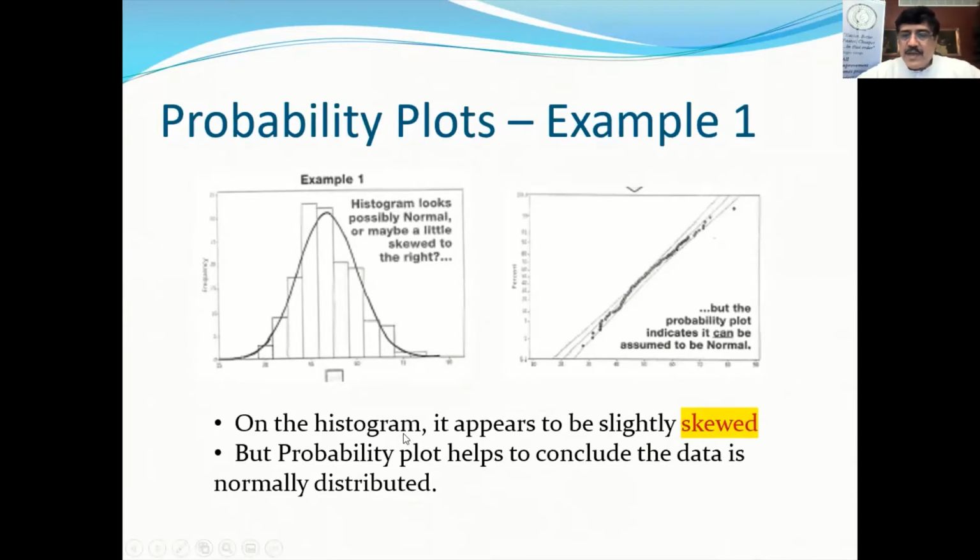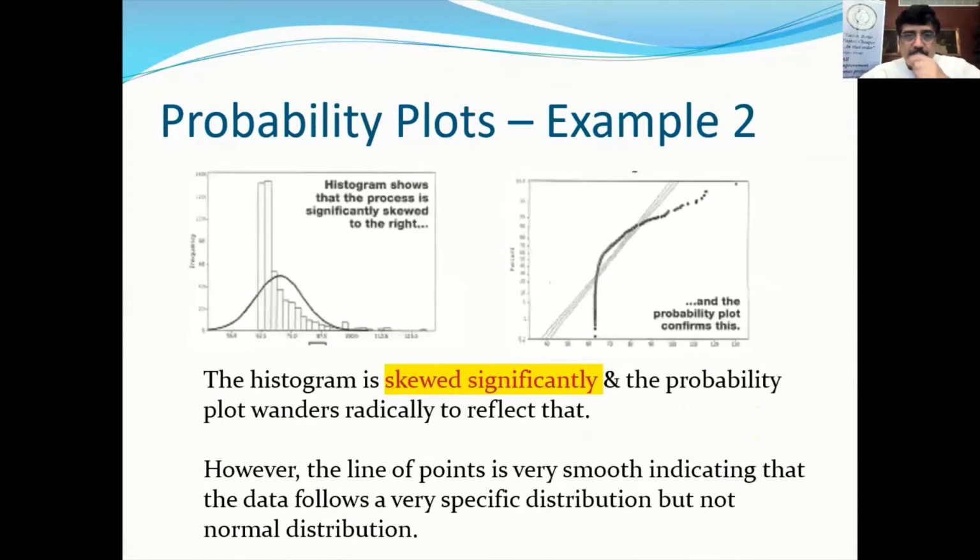Here on the histogram, it appears to be slightly skewed, but the probability plot helps us to conclude that the data is normally distributed. If we fit it to a normal distribution plot, it's showing that it's actually pretty normal. So we can assume that our data is coming from a normal distribution for any analysis that we will do based on this.